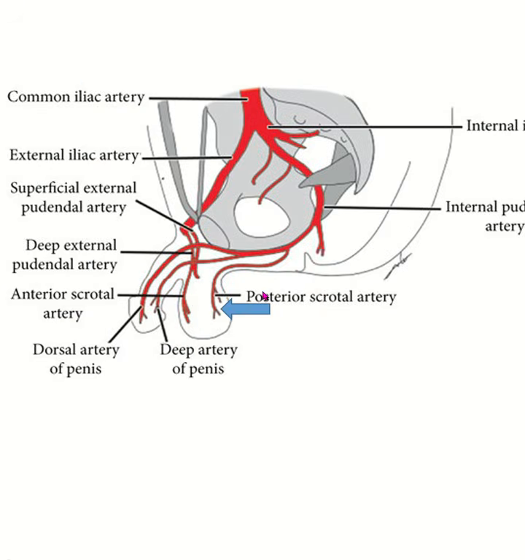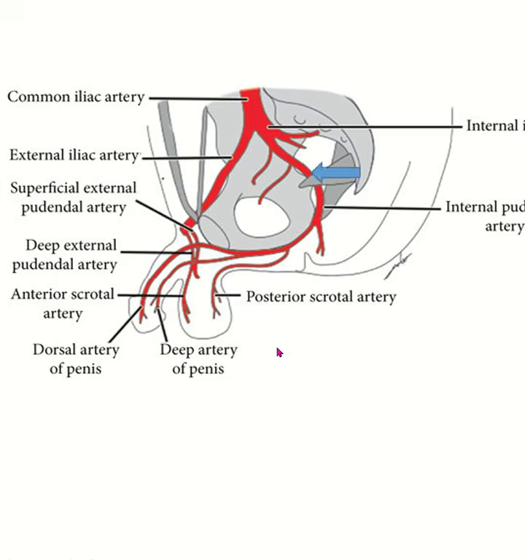The blood supply of the scrotum. The anterior surface of the scrotum is supplied by the anterior scrotal artery, which is a branch of the superficial external pudendal artery, which arises from the femoral artery. The femoral artery is the continuation of the external iliac artery. The posterior portion of the scrotum is supplied by the posterior scrotal artery, which is a branch of the internal pudendal artery, and the internal pudendal artery is one of the branches of the internal iliac artery.